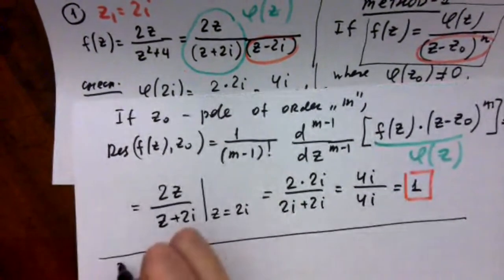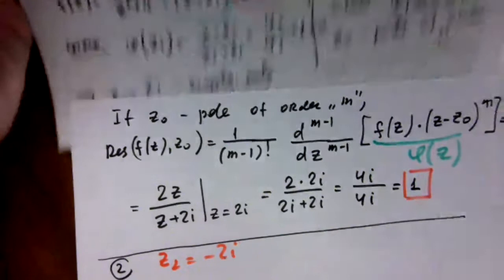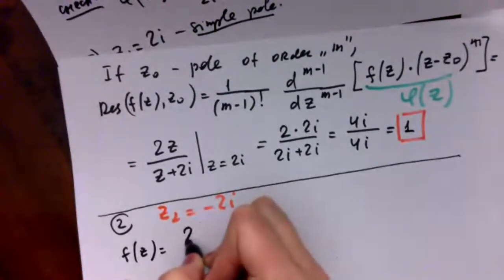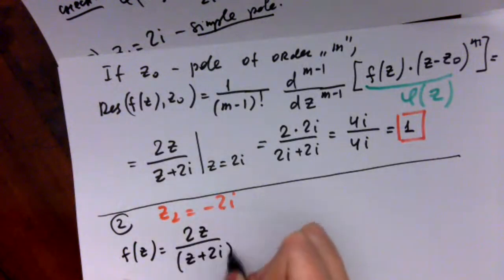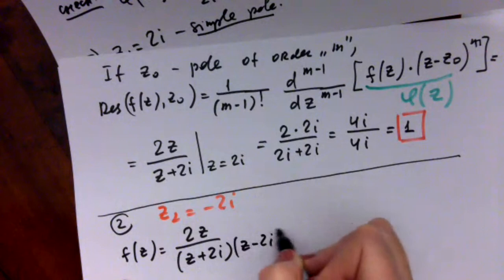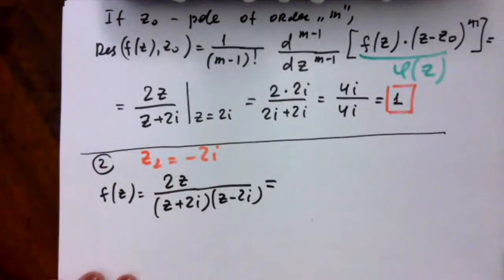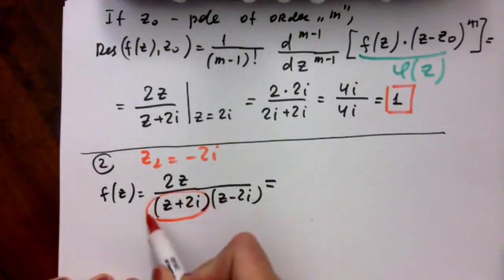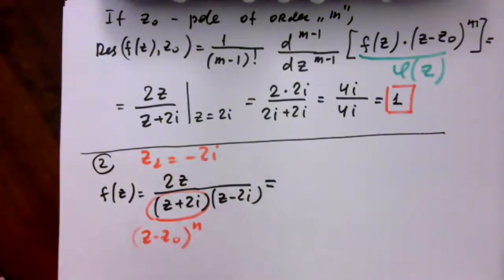Let's try it. So z2 is equal to minus 2i. And let me rewrite this function here again. So our function looks like 2z. Maybe I should write my denominator in the factorized form already. So this time we should have a look at this function from a different angle. So this time we are interested in this factor. This plays the role of z minus z0 to the power of n.